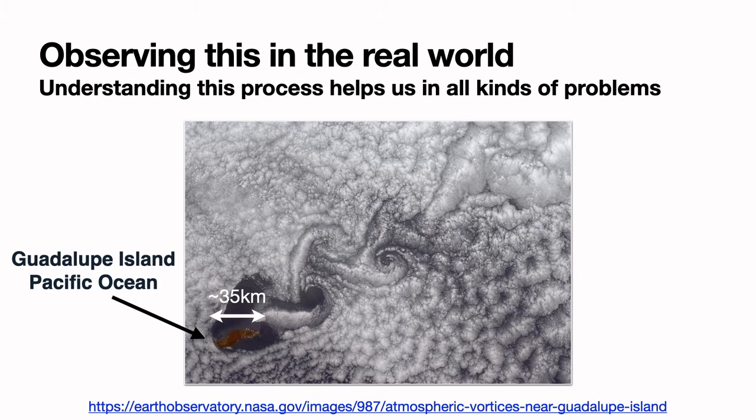So the vortices that are being shed here, and you can see them very clearly, are the same kinds of vortices that you saw in the previous problem. They happen at massive scale, not just in the lab or in a computer simulation, but in real life and at a very big scale. So understanding that kind of process can really help us in all kinds of problems.